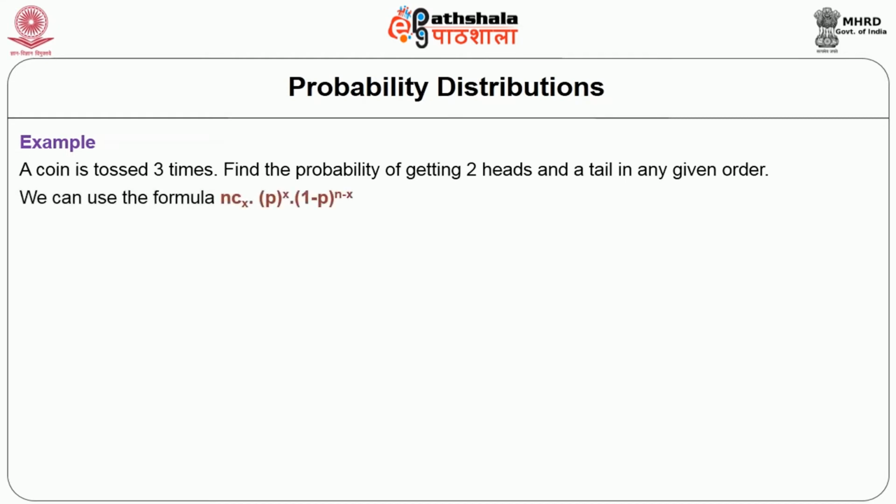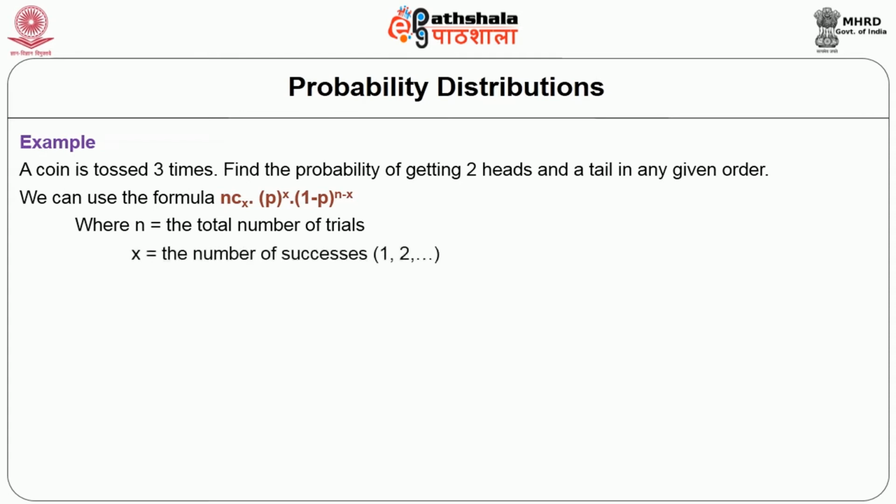So what is the formula you are going to use in this probability distribution? Here it is n combination x into p to the power of x into 1 minus p to the power of n minus x. This is the standard formula we use to calculate the probability distribution by a mathematical way, where n represents the total number of trials, x represents the number of successes, p represents the probability of the success.